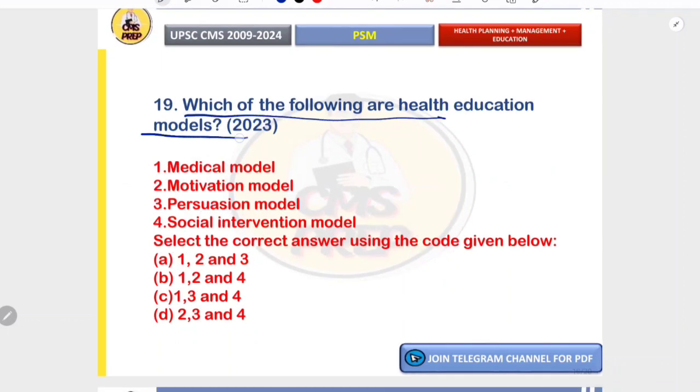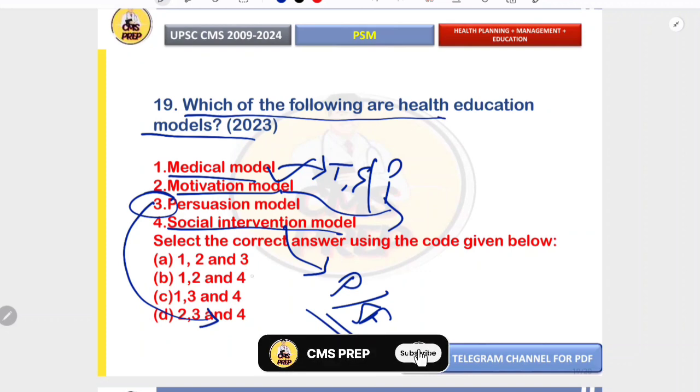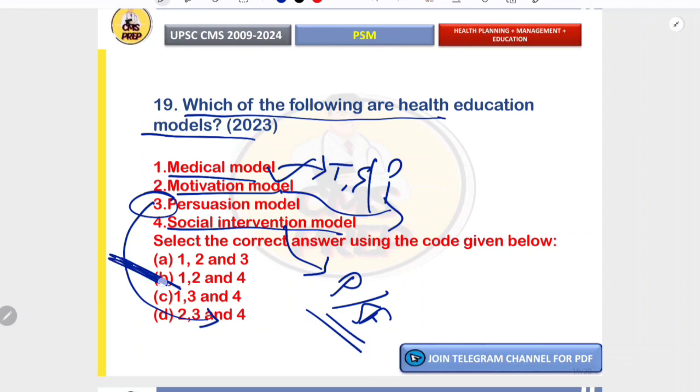Which of the following are health education models? Medical model, yes, focuses on disease treatment and prevention. Motivational model encourages behavior changes through motivation. Social intervention model uses peer groups and social factors to influence health. So persuasion model is the odd one out here. It is a communication method, not a structured model used in health education. Okay, so the correct option is 1, 2 and 4.